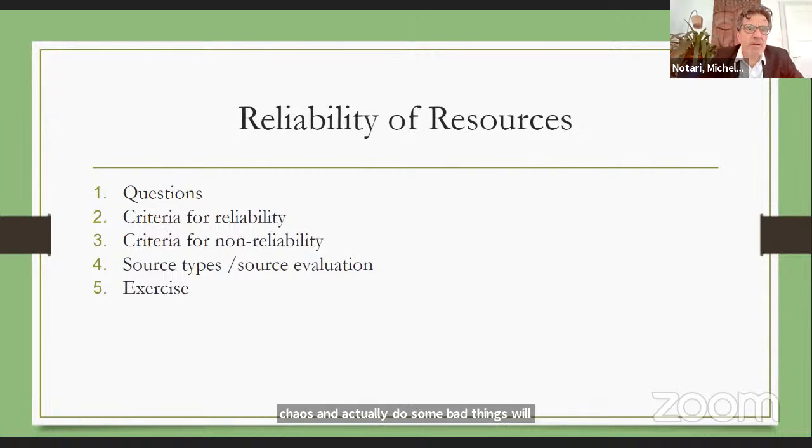We'll check criteria for reliability, criteria for non-reliability, source types, and then at the end you will have time to do an individual exercise in order to enhance your skills a bit, or to see how well skilled you are, how sensitive you are related to this topic.